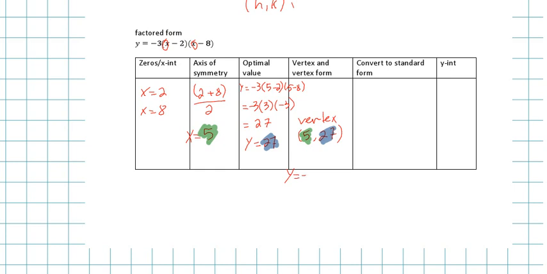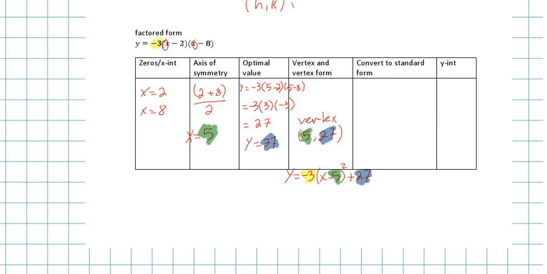Exactly. The a value is not going to change. The a value is going to be the same if it's in factored form, if it's in standard form, or if it is in vertex form. The a value is always the same. Then I put in my 5 for h, and my 27 for k. Are you guys okay with this?